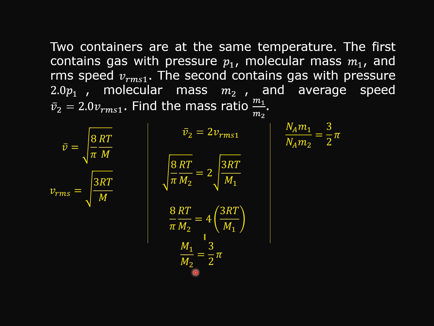The same thing happens for the second gas. So capital M2 can be substituted by Na times the small m2. After canceling out the Avogadro numbers Na and Na, we get the ratio of m1 over m2 equal to 3 over 2 pi. So that means this is the answer that we want. This is the ratio of small m1 over m2 that we want to find.